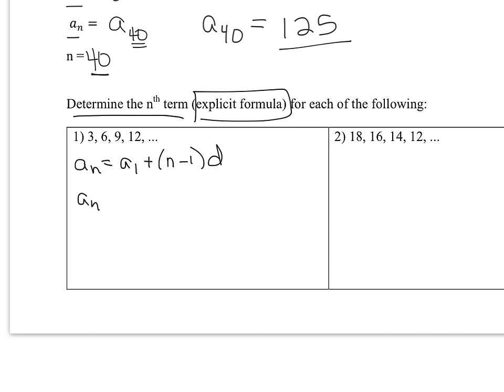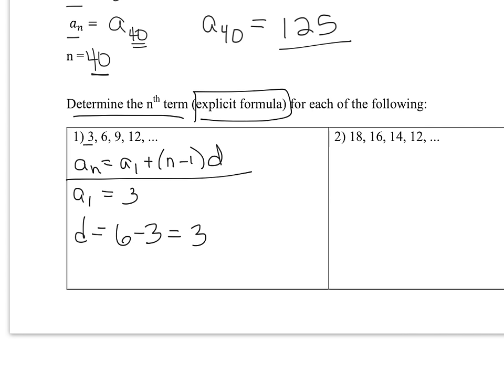Okay, hold on. Let me erase. Okay, a sub 1, well, that's 3. n minus 1, well, I know n is n, so that's pointless that I just did that. And then d is my common difference. Well, what is the common difference? Well, this particular one, it's just 6 minus 3. You can subtract any, I could do 9 minus 6, 12 minus 9, doesn't matter, always the same. 6 minus 3 is 3. So I just plug these things into this formula.